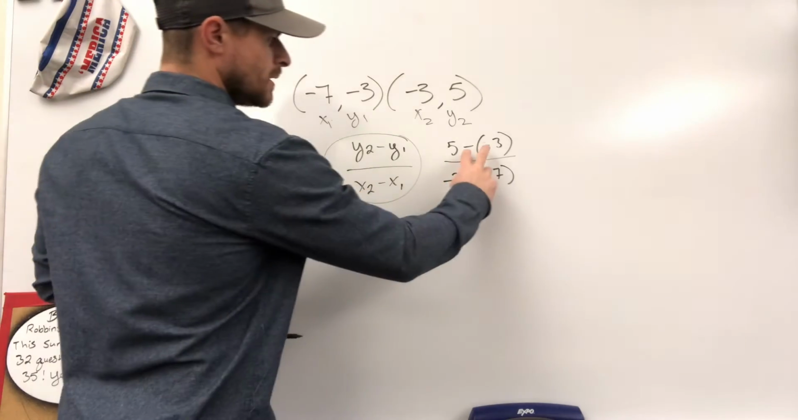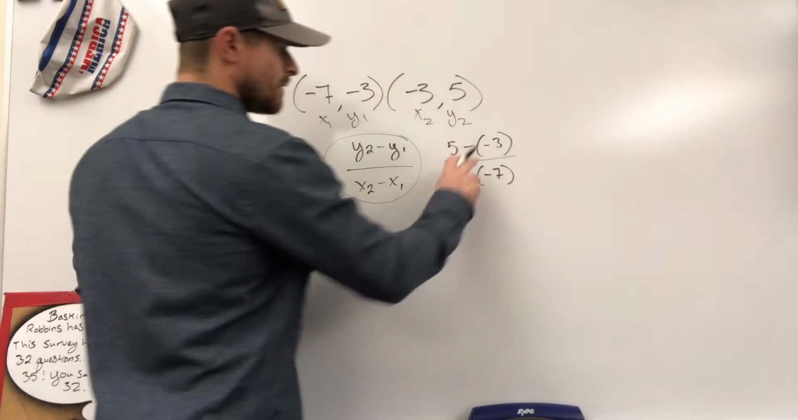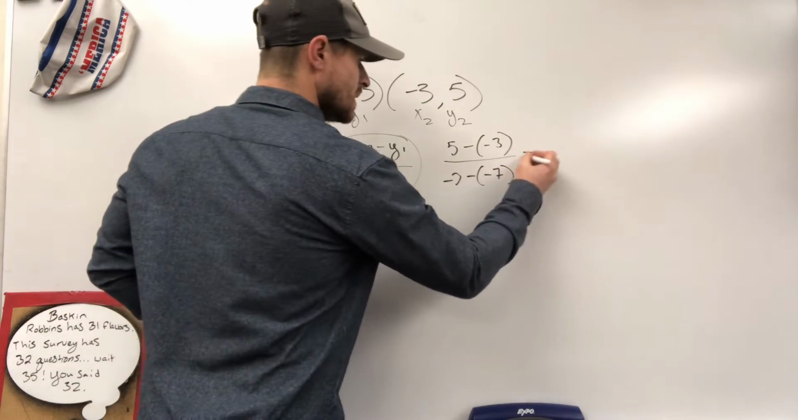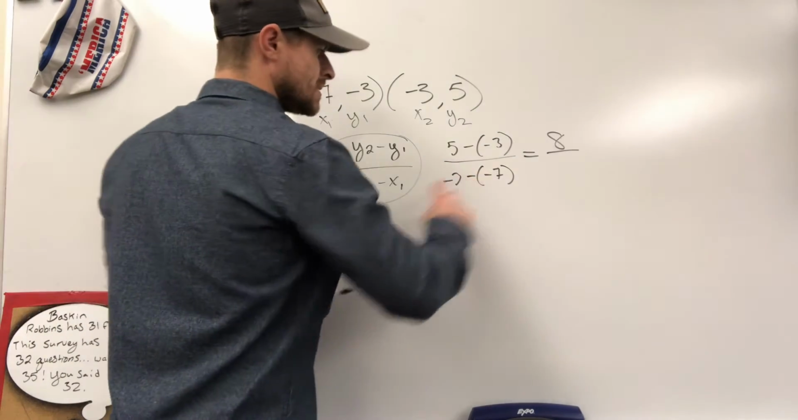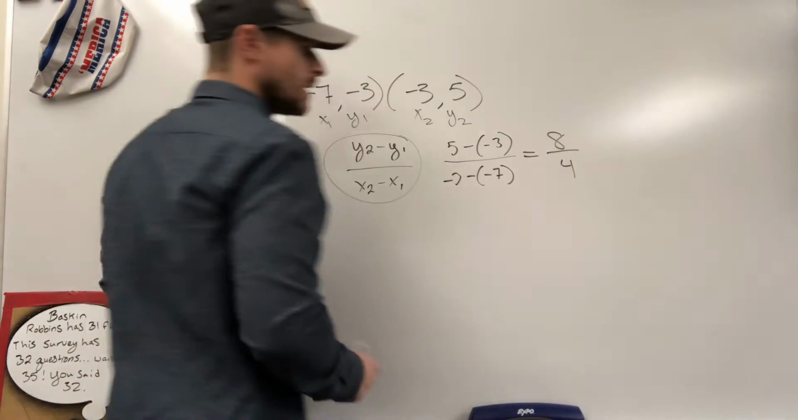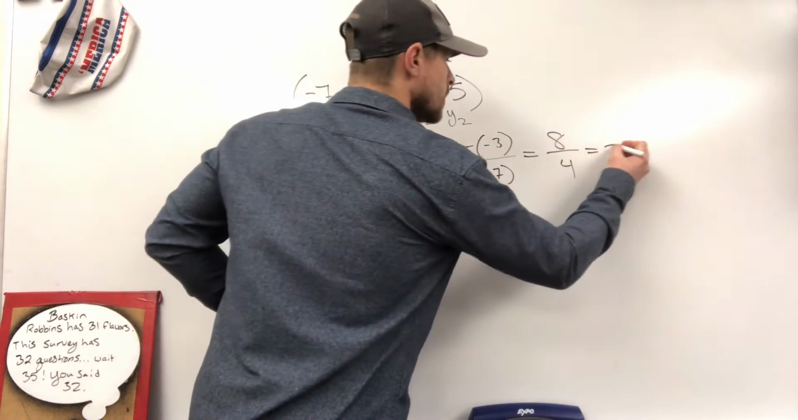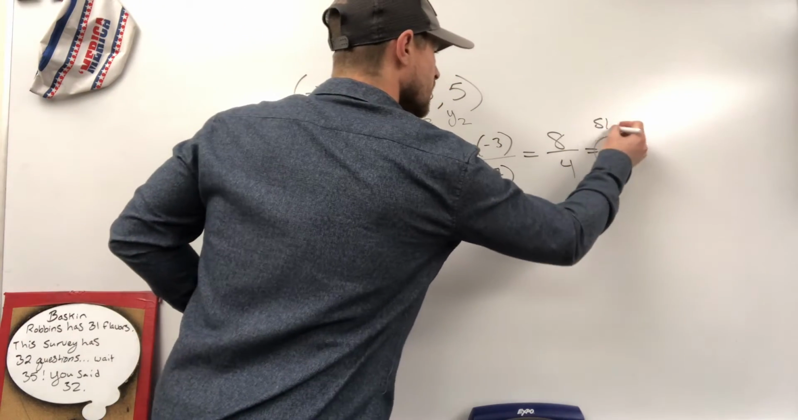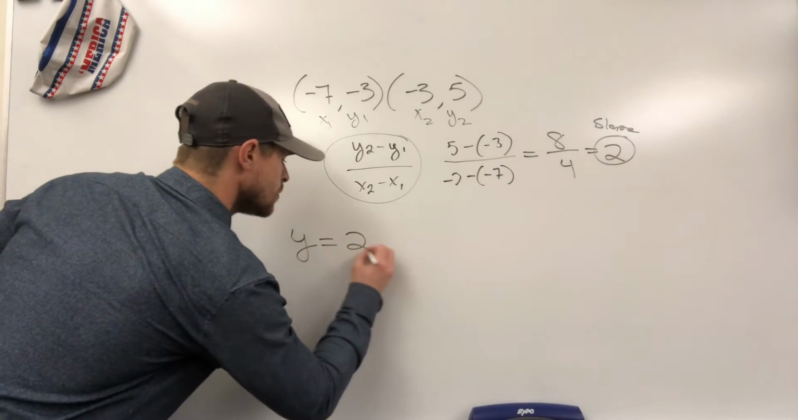So now we just got to realize that subtracting a negative in both of these situations is really just adding. 5 plus 3 is going to give me 8, my favorite number. Negative 3 plus 7 is going to give me 4. Ooh, I like 8 and 4 together when we're dividing because that comes out to a nice, neat 2. So now that I know my slope is 2, I can create the starting of my equation.